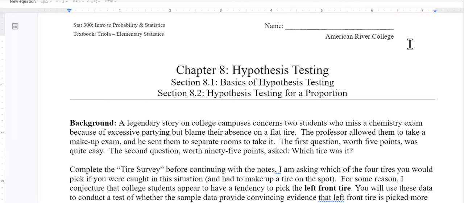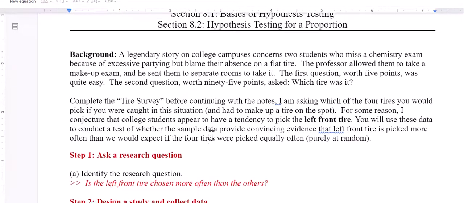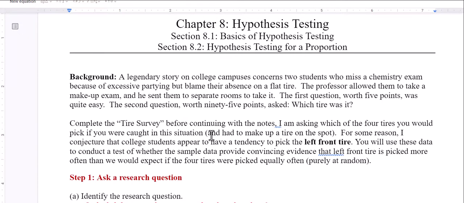So the background here for this example is there's a legendary story on college campuses concerns two students who miss a chemistry exam because of excessive partying, but blame their absence on a flat tire. The professor allowed them to take a makeup exam and he sent them to separate rooms to take it. The first question, worth 5 points, was quite easy. The second question, worth 95 points, asked which tire was it. Which is pretty clever, right?